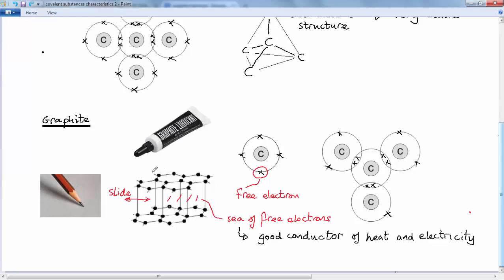Likewise, the ability for these planes of carbon atoms to slide over each other due to this sea of electrons that lies between them makes graphite a very good material to use as a lubricant. It helps to reduce the friction between 2 moving mechanical parts.